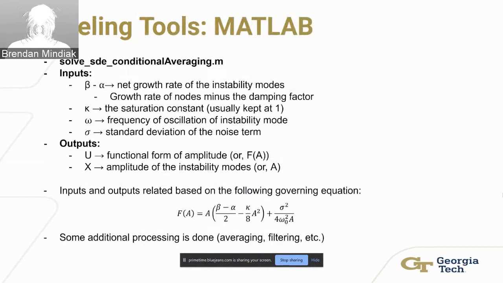So with that model now known, we can begin to model our instabilities. For this, we started with a MATLAB tool called solve-SD conditional averaging. It input the combustion parameters to a certain level of fidelity, which included the net growth rate of the instability modes, the saturation constant, which is typically just kept at 1, the frequency of the oscillation, as I mentioned previously, and the standard deviation of the noise term, and it would output the functional form of the amplitude and the amplitudes themselves.